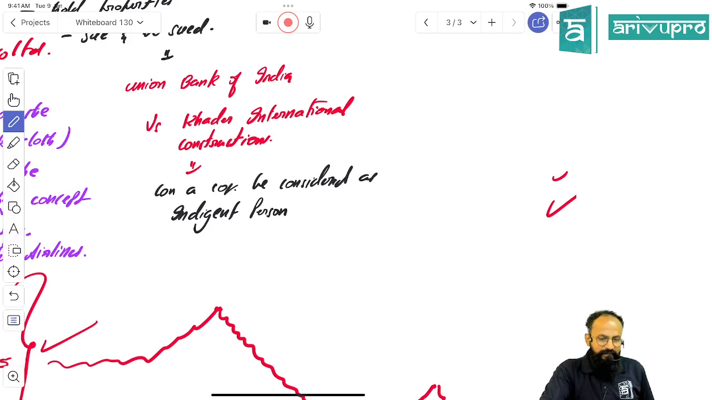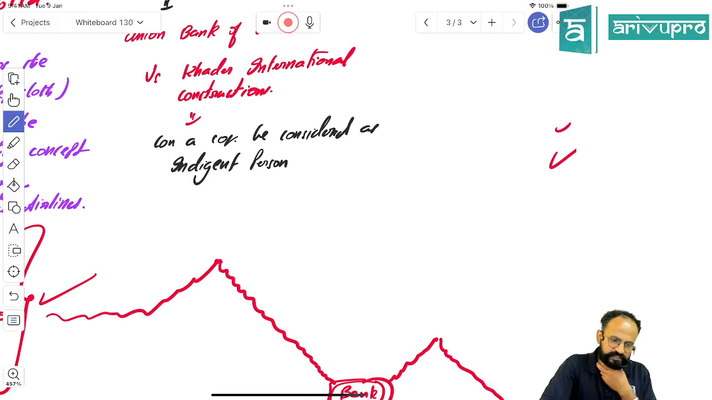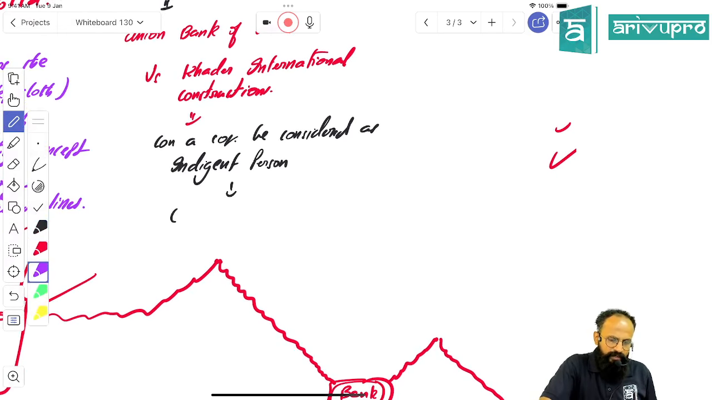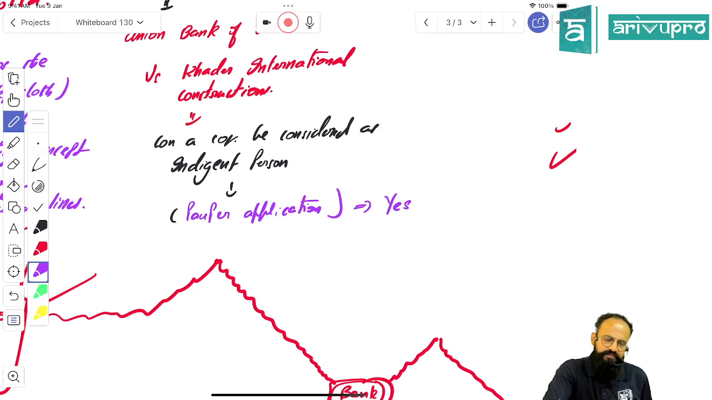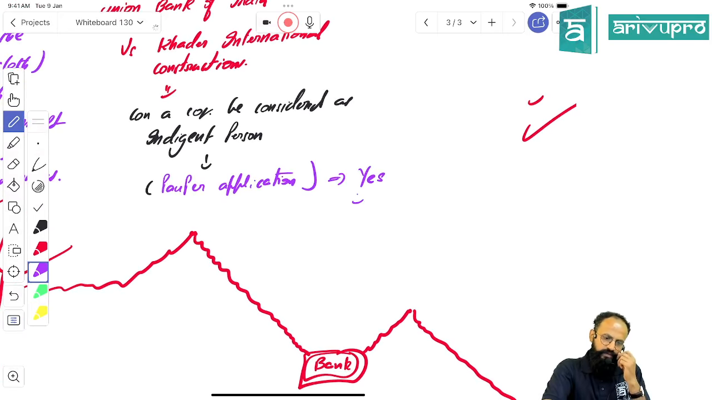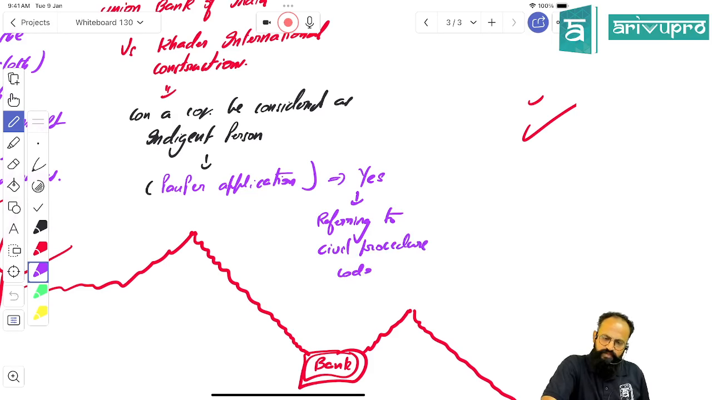Okay. Can a company be considered as an indigent person? Is it possible? That indigent person is also called a pauper application. Write down that: pauper application. Is it possible? The answer is yes. How? Referring to the Civil Procedure Code, referring to the Civil Procedure Code 1908. Clear? Understood? Sure?